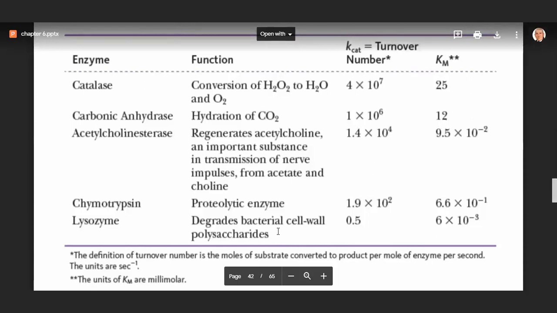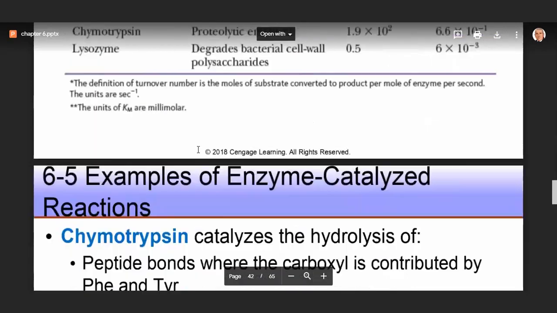If you are given this table and we ask you which of these enzymes 1, 2, 3, 4, for example, has the highest affinity for its substrate, you look at the lowest value, lysozyme. Which enzyme is the most efficient among these? You look at the kcat value, the larger value. The largest value is for catalase. So note these relationships. Don't worry about the function of each enzyme.